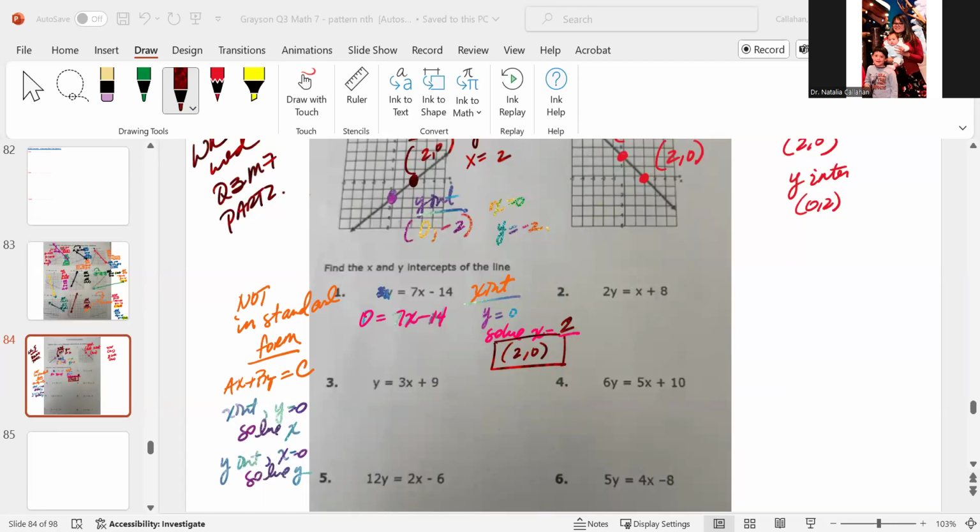All right, so you got the x-intercept, now the y-intercept. You go ahead and set x equals 0. Cross that out. And then what do you do? Solve for y, correct? So what is it? What's your answer?